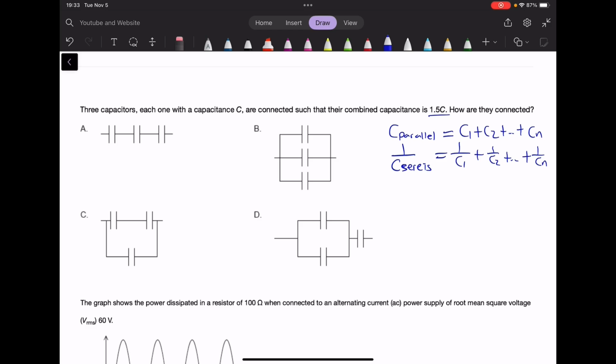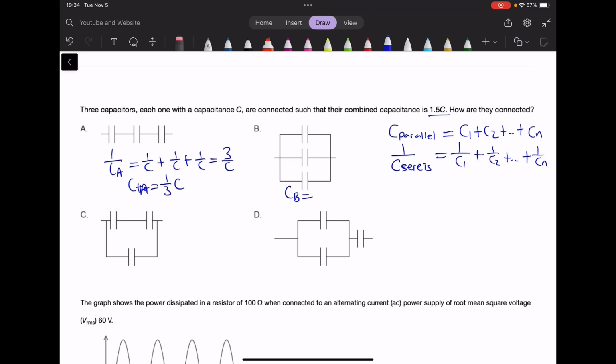Using these two equations, we can calculate the total capacitance for each option. So A, capacitors are connected in series. So 1 over the total capacitance is equal to 1 over C plus 1 over C plus 1 over C, which is equal to 3 over C, giving us a total capacitance of C over 3. For B, the 3 capacitors are connected in parallel.